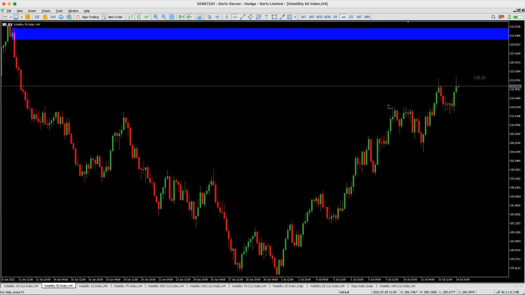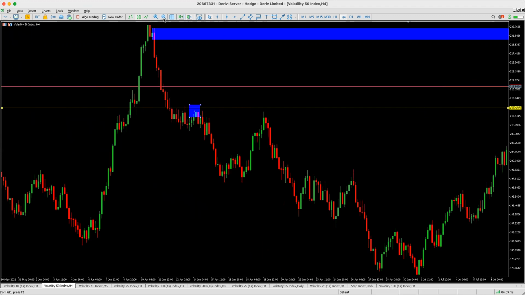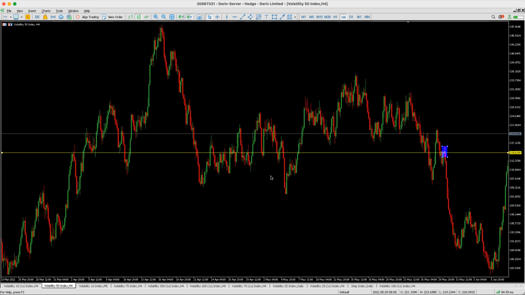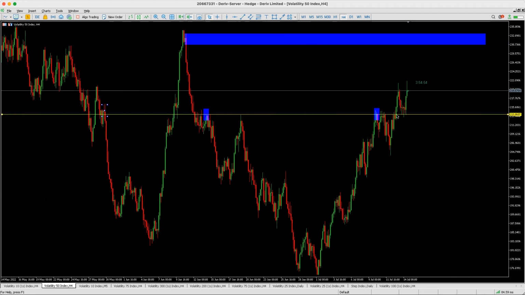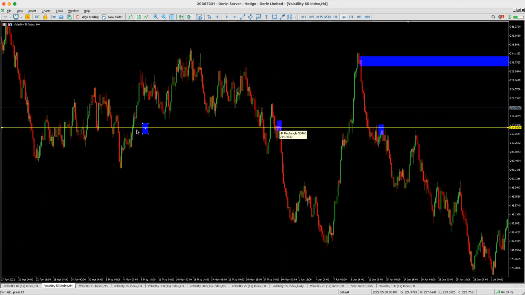So check here, we had this line of sensitivity right here. You can clearly see that price keeps bouncing at this area. Whenever it got there, it bounced. And if I zoom out, you can clearly see that this line is really respected. Whenever price got to this line, it bounced. You can see it has history. This line has a lot of history.